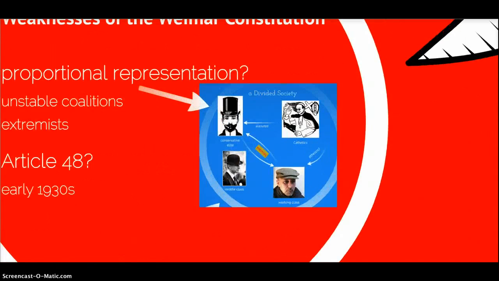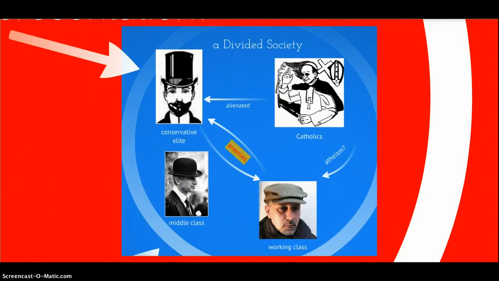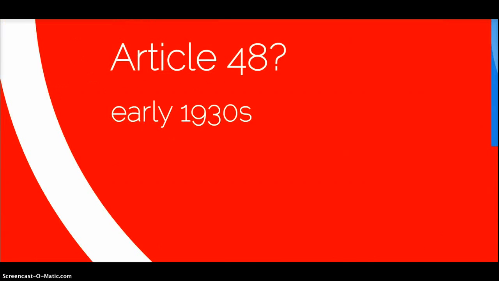But perhaps another way of looking at it is that it was not that proportional representation was such an issue, but that Germany was so divided, which meant it was difficult for the different parties and groups to work together. You had a very deeply divided Germany. And you do have systems of proportional representation in countries today which do work reasonably well.